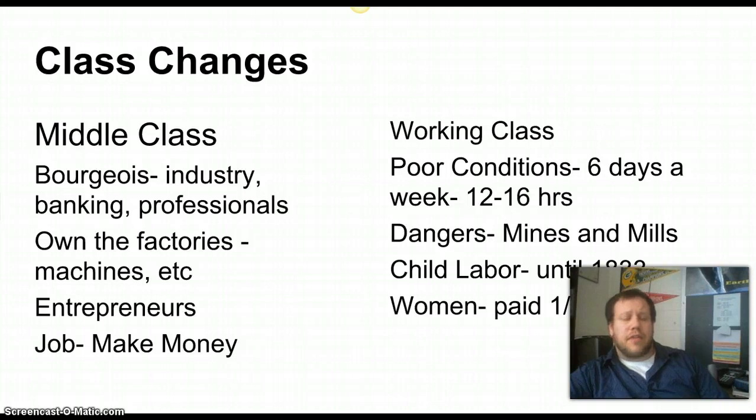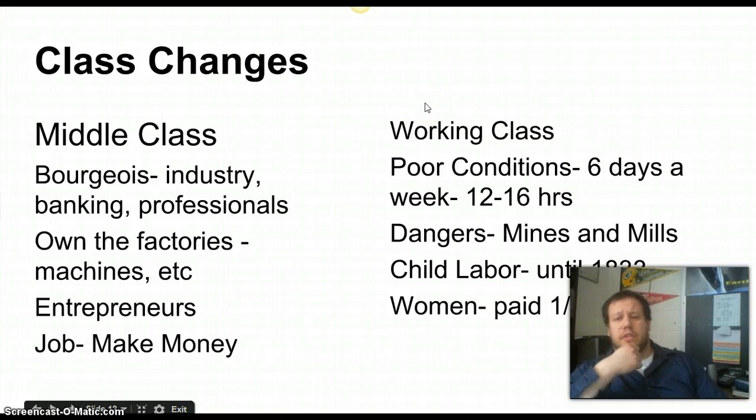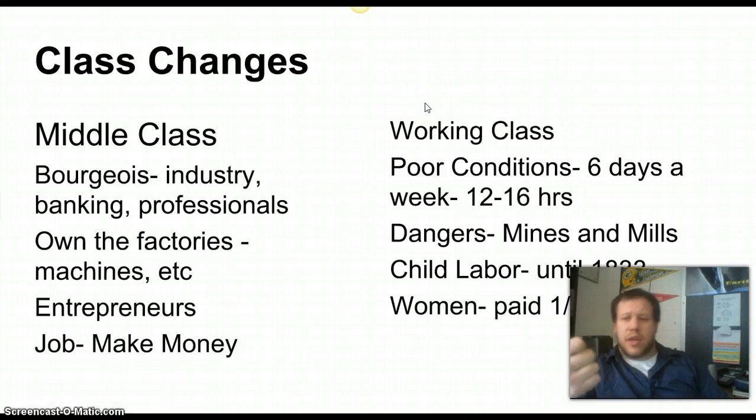Now, at the same time, we have a very, very few number of these guys, and a lot of people then in the working class. If you're the working class, it means you're working in the factories. There you're working six days a week, you have Sundays off for church, you're working 12 to 16 hours a day. In the mines and the mills, it's very, very dangerous. I mean, collapses, explosions, losing limbs in machinery, those kind of things were all big dangers. And if you got hurt, you lost your job. There was no such thing as workman's comp at this time. So if you got hurt, injured, sick, etc., you're done.